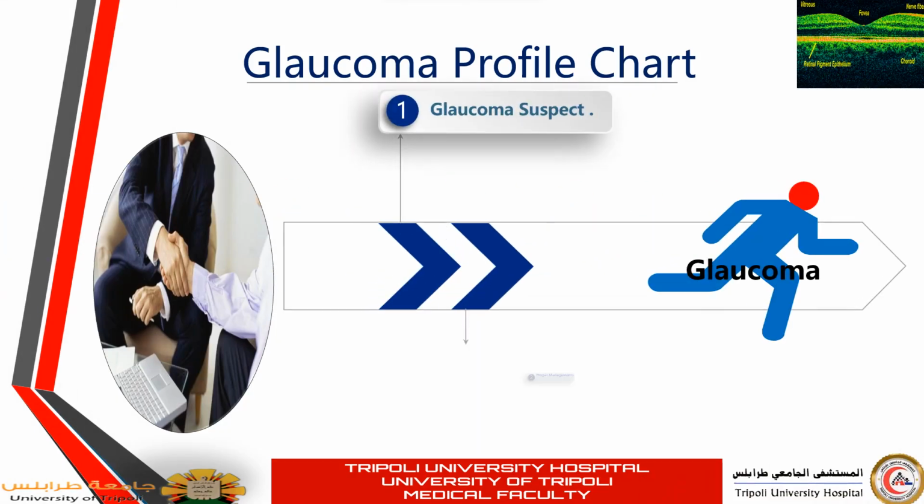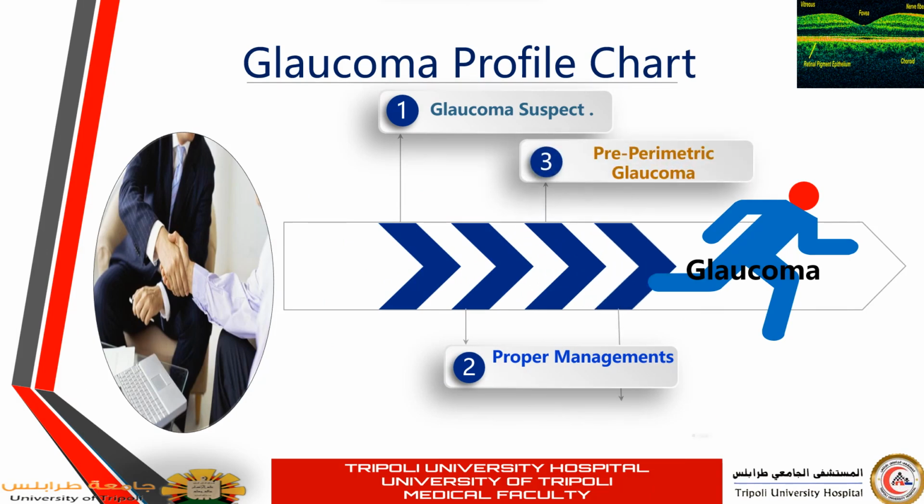So, glaucoma is a large spectrum of a syndrome or disease that starts from glaucoma suspect. If you don't pick up your patient at that stage, he will be converted to pre-perimetric glaucoma. At that stage, still there are no functional changes, only structural changes. And if you miss that patient in that stage, he will be converted to perimetric glaucoma. So proper management and proper assessment of progression are all very important dimensions in the management of glaucoma patients.